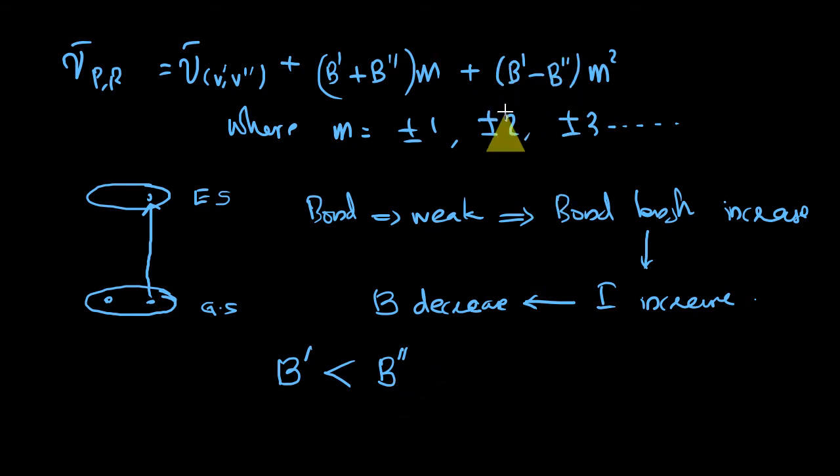What is the consequence of that in our equation? This term, B prime minus B double prime, that is there in our equation, right? It will be a negative quantity. So we are going to check this possibility. We are going to analyze this equation given the condition that B prime is less than B double prime, or B prime minus B double prime is negative. So let me take the P branch, and for the P branch we know that M is negative.